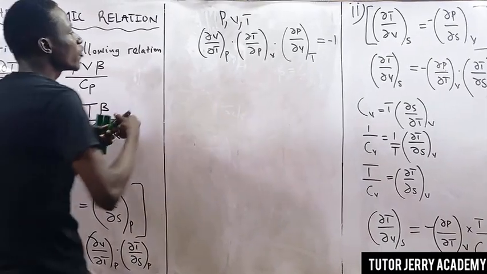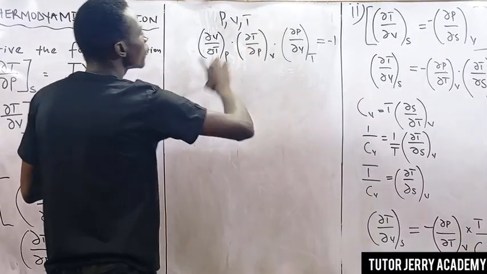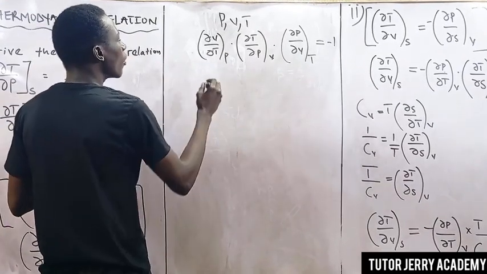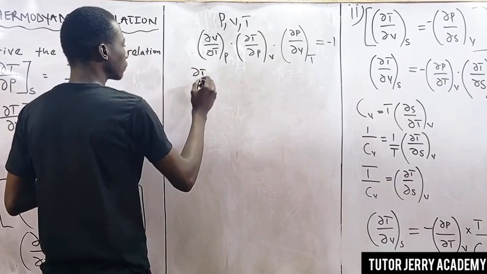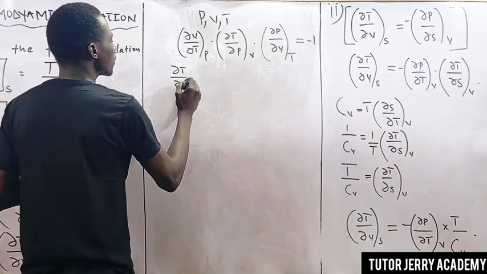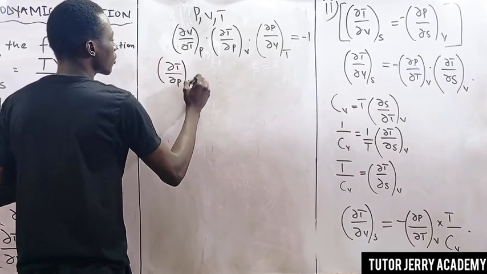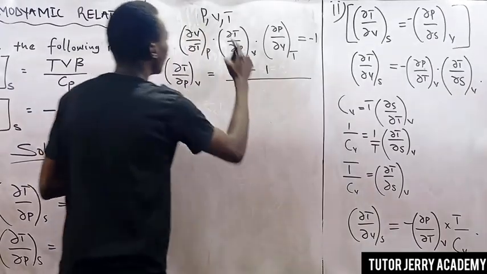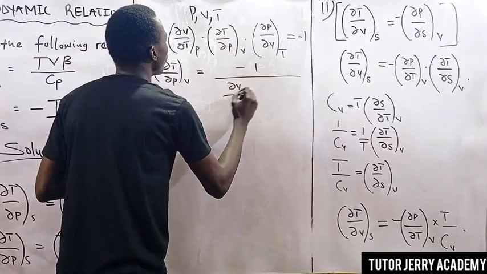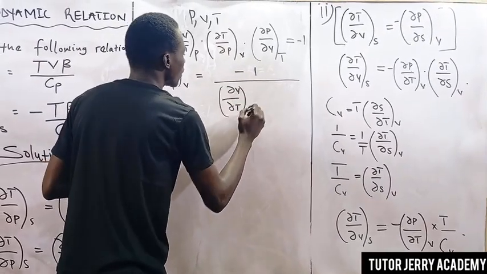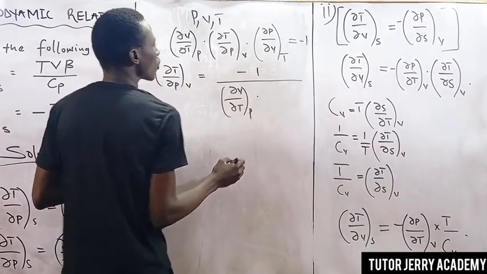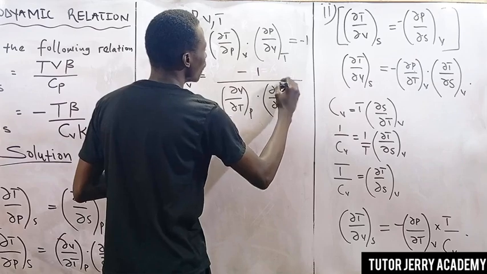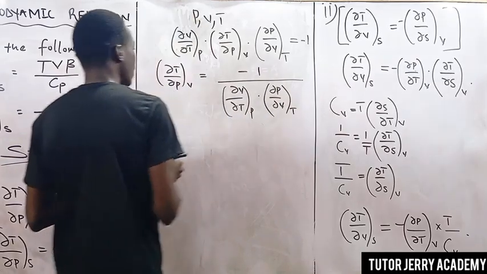Let's do that. If we make this term the subject of this equation, we'll be dividing both sides by this and this. To do that, this equation will become the partial derivative of t all over the partial derivative of p, keeping v constant, will be equal to -1 all over the partial derivative of v all over the partial derivative of t, keeping p constant, multiplied by the partial derivative of p all over the partial derivative of v, keeping t constant. And this is what we have.